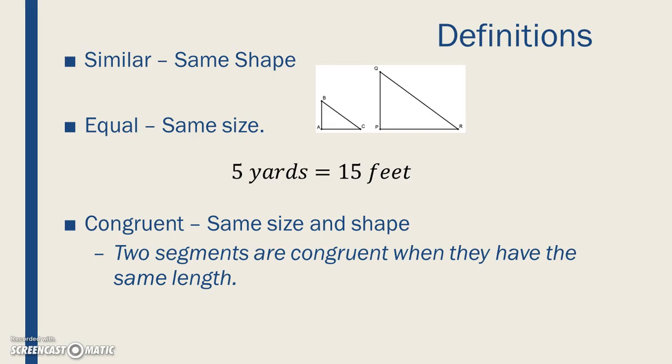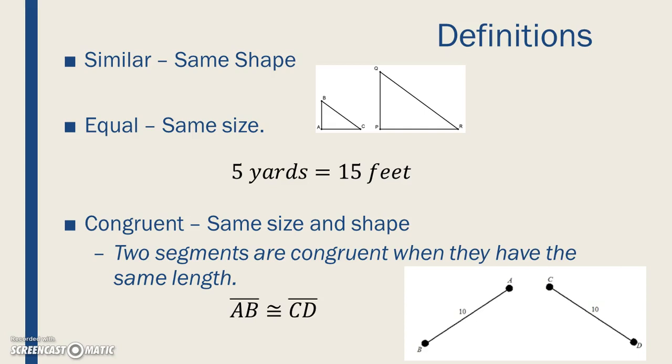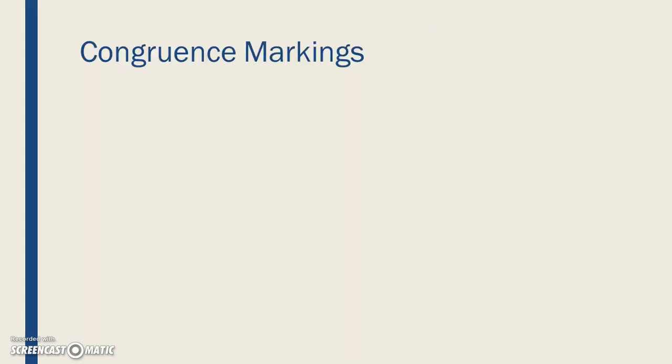So two segments are congruent when they have the same length. So these two segments are congruent. They're not equal because they have different letters, but they are the same size, so they're similar, and their measurement is the same. So similar and equal put together creates congruent. So these two segments are congruent. How we would write this, the symbol for congruent is an equal sign with a similar sign above it.